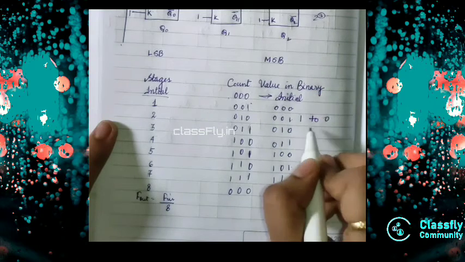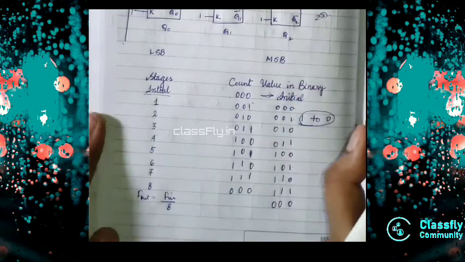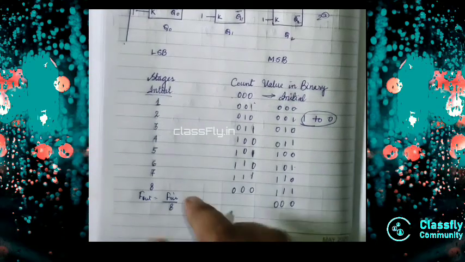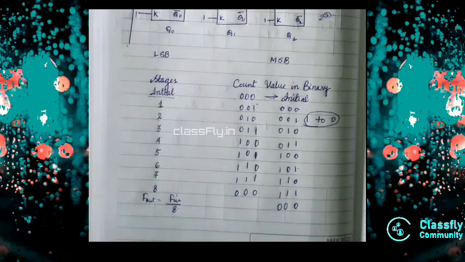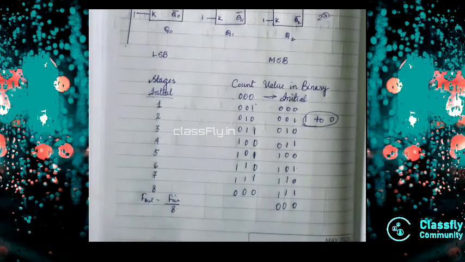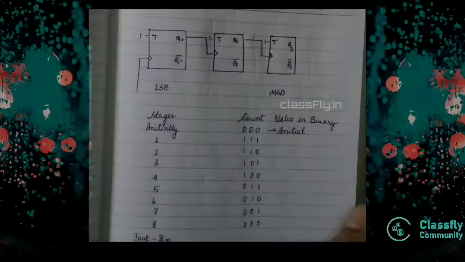Okay, so from 1 to 0 there will be change, and in other cases there will be no change. So our frequency divider will be f out equal to f in by 8. Okay, now we will move on to a down counter. Let's move on. See, this is a down counter.